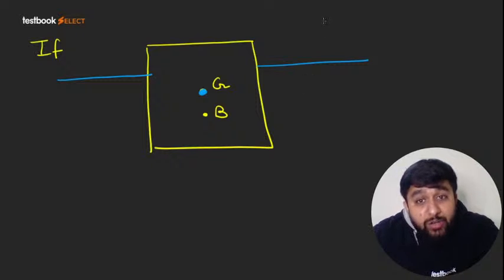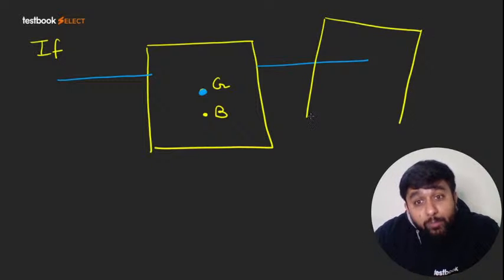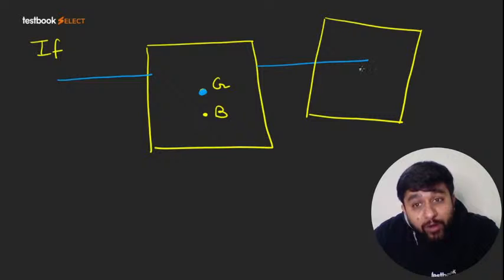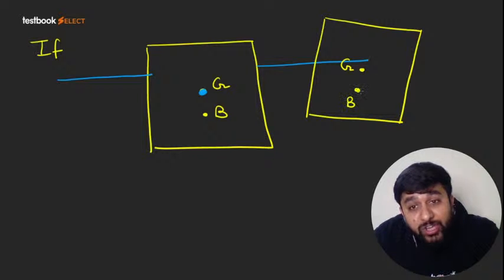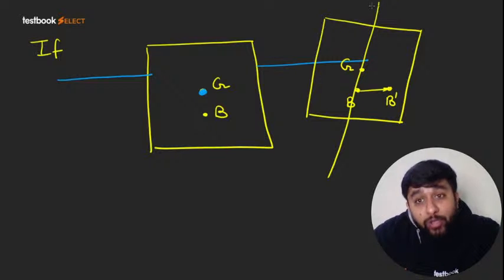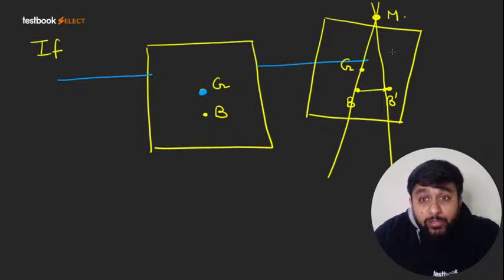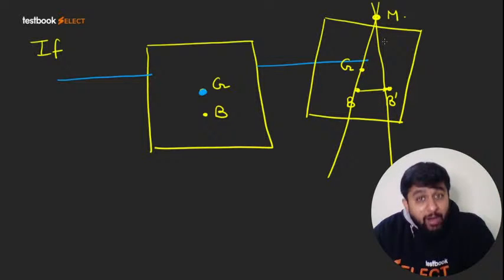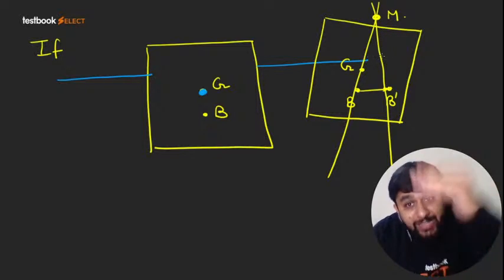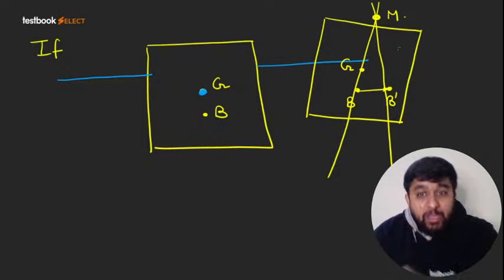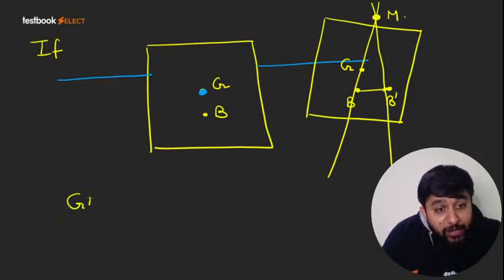So in this case, we find a new point, which is the metacenter. The center of gravity will remain here only, which is based on the shape of the body. But the center of buoyancy will shift to a new point, that is B dash. And this point of intersection will be called the metacenter. If the metacenter is above G, the body will be stable. If the metacenter is below G, the body will be unstable. So we define a term GM, that is the metacentric height.